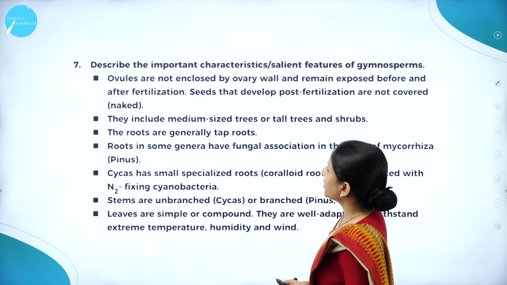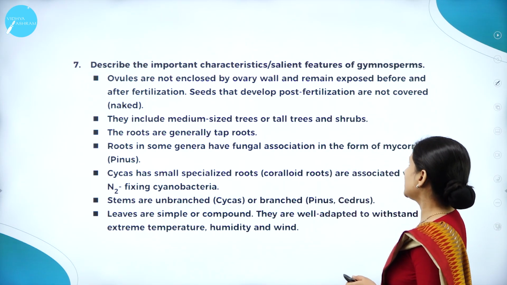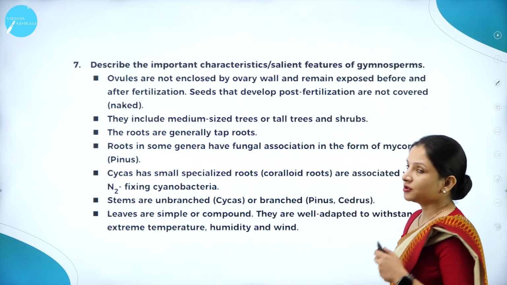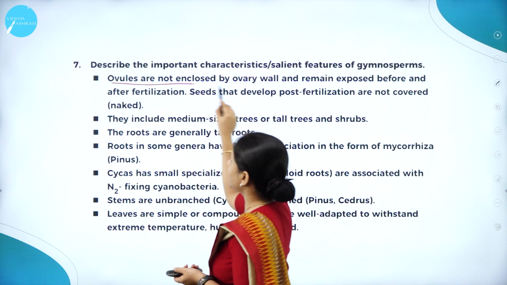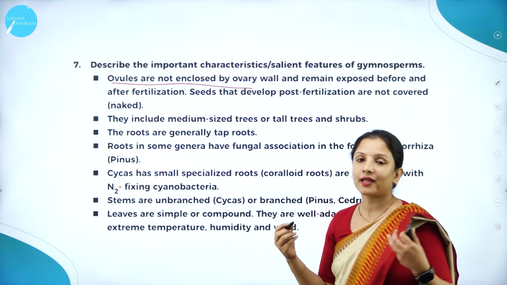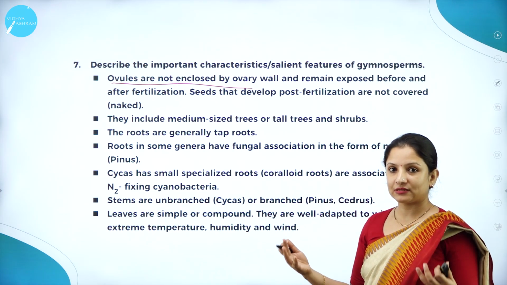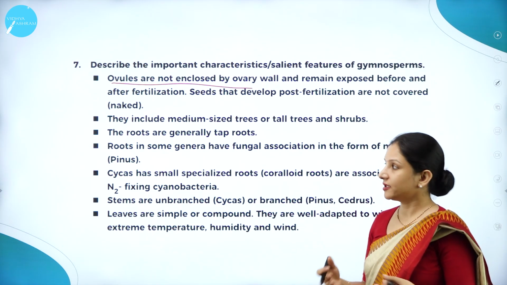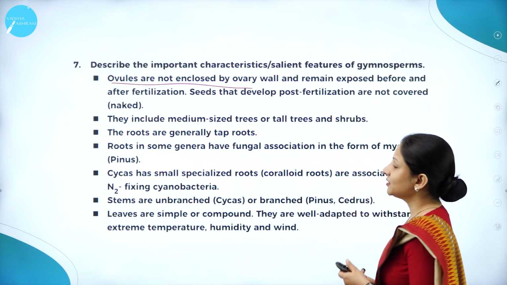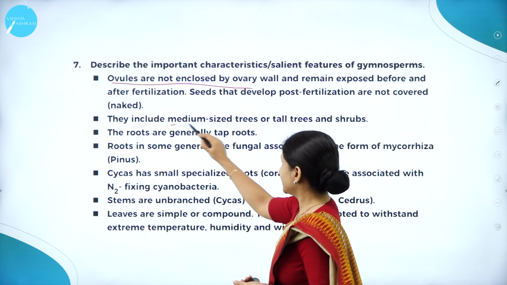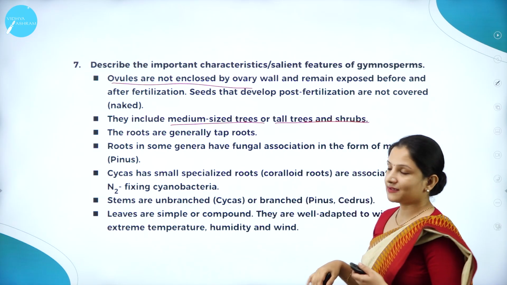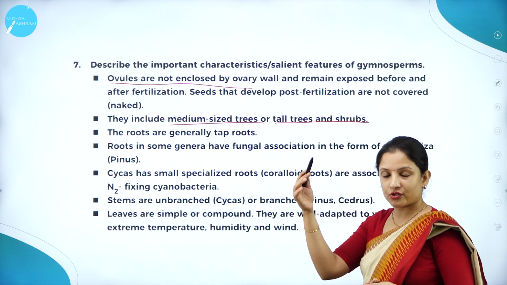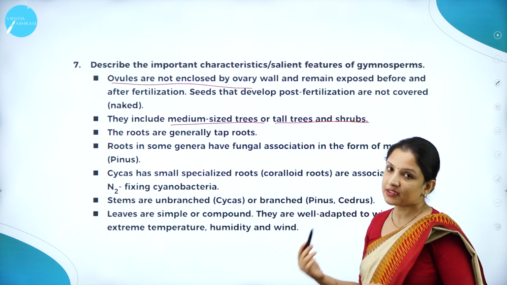Next, describe the important characteristics or salient features of gymnosperms. One of the most important salient features of gymnosperms is that their ovules are naked, meaning the ovules are not enclosed in any fruit-like structure, or they are not covered, therefore they are naked. Next, they can be either medium-sized trees or tall trees and shrubs also.